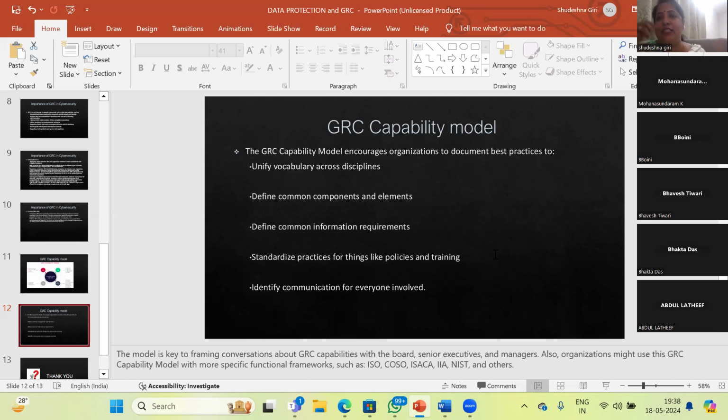That is why the GRC is very important. And you identify communication for everyone to be involved. So every audit or every review you do in GRC, these reports are shared with top management, so that it is crystal clear to the outside world how you're protecting your data.